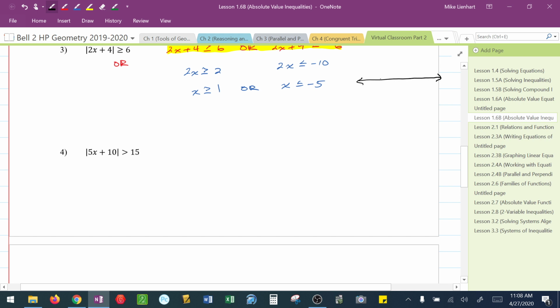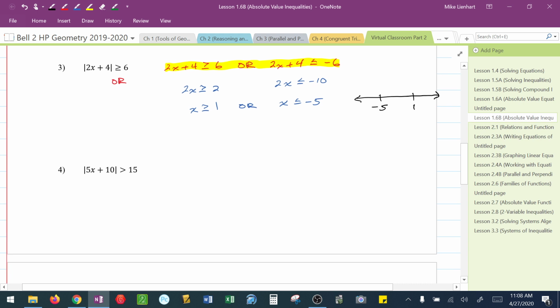Let's see, I have a negative 5 and a positive 1. I have a closed circle on the negative 5 shaded to the left. I have a closed circle on 1 shaded to the right. And then I'm going to write my final answer as the first inequality, which says x is less than or equal to negative 5, or the second one, x is greater than or equal to 1. So again, notice how I'm using the graph to write my final inequality.